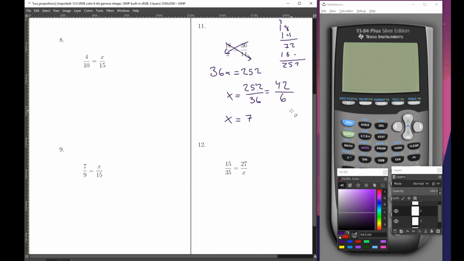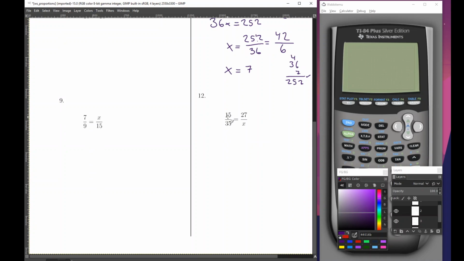I can check that by taking, what was it? 36, dividing it properly into 252, or I think 36 times 7 here. Let's see what we get. 252. Yep, that checks out. We did that properly. We'll do one more of these.